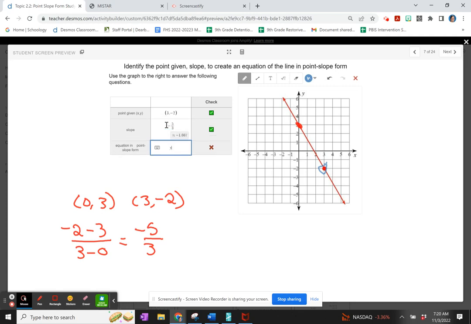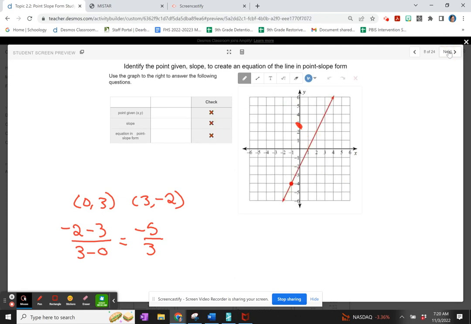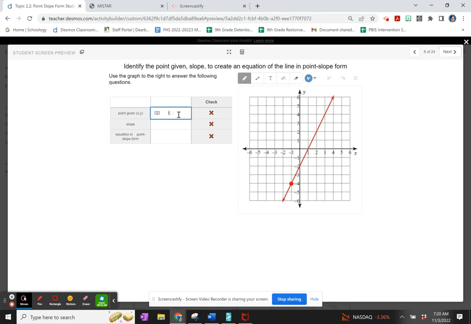And you put it all together. So it's y plus 2, because minus a negative is positive, equals negative 5 over 3. Don't forget the parentheses, x. And then since I see a positive 3, I have to write a minus 3. All right, the ordered pair is negative 1 comma negative 4.